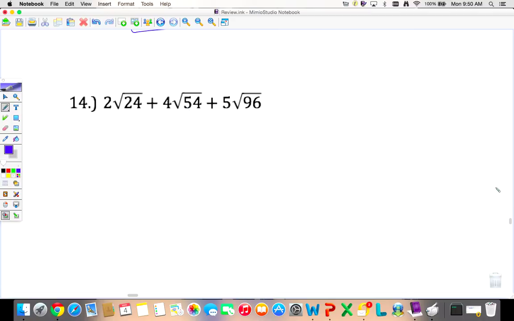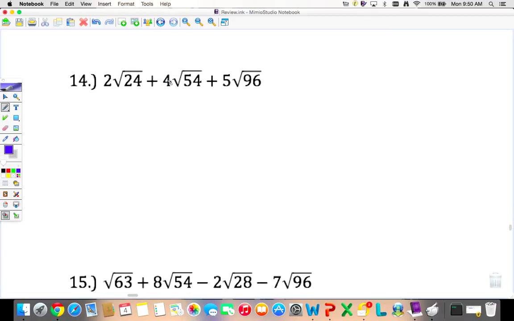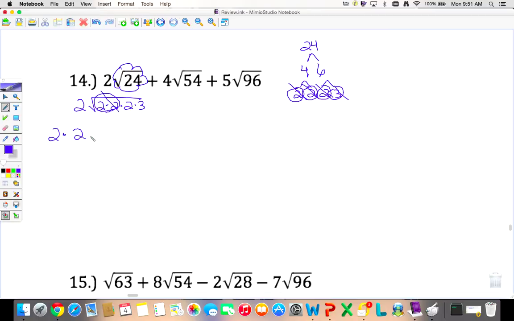Alright, 2 more, and then that's it. So on number 14, I have 2 square roots of 24 plus 4 square roots of 54 plus 5 square roots of 96. Okay, so first we're going to start with 24. So 24, two numbers that can go into 24 will be 4 and 6. 4 is 2 and 2, 6 is 2 and 3. Okay, so those are my prime numbers. So I have 2 square roots of 2 times 2 times 2 times 3.